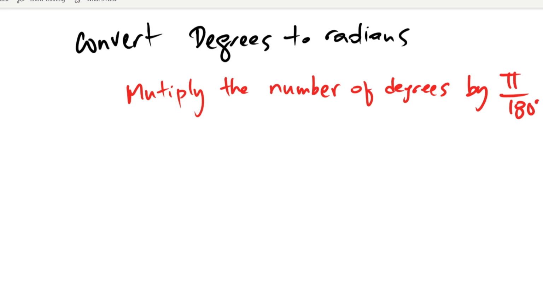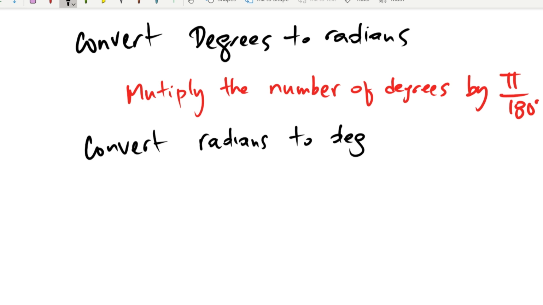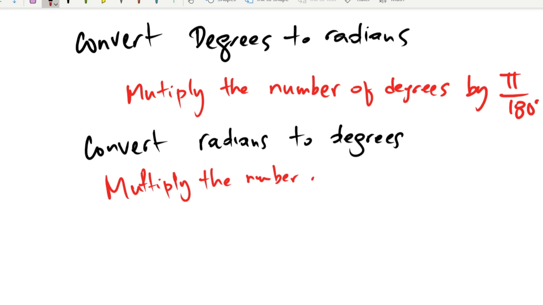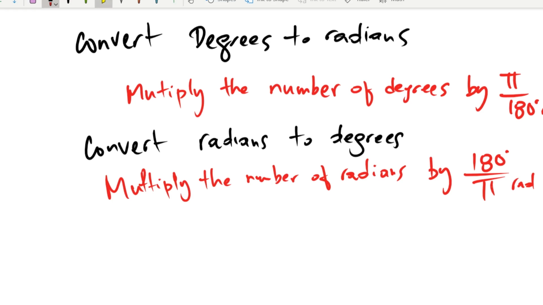And then if I want to convert radians to degrees, I will simply multiply the number of radians by 180 divided by pi. Okay, remember this is radians here, and that's all.